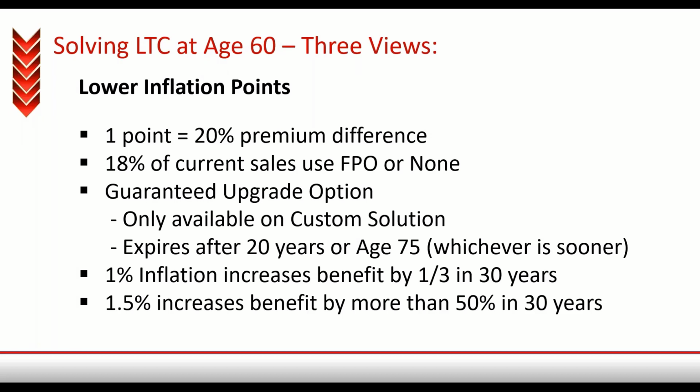So let's start out with inflation. Every 1 point of inflation is a 20% premium increase. So if you went from 3% down to 2%, you save 20% of your premium. Right now, only about 20%, 1 in 5 policies, are using future purchase option or no inflation. And that's starting to grow daily. A lot more people are saying, let's just give them all the benefit up front. And I'm going to show you how that works too.